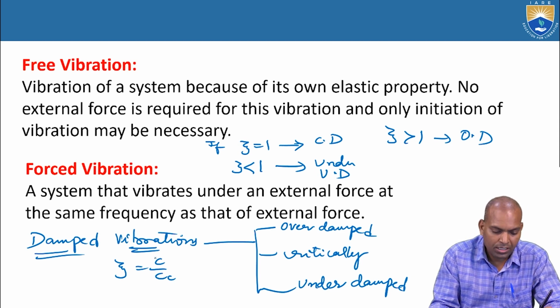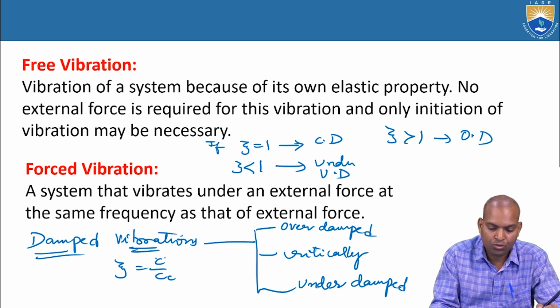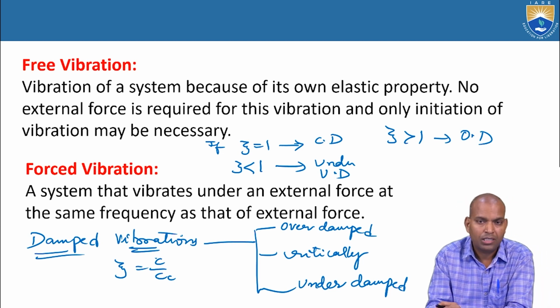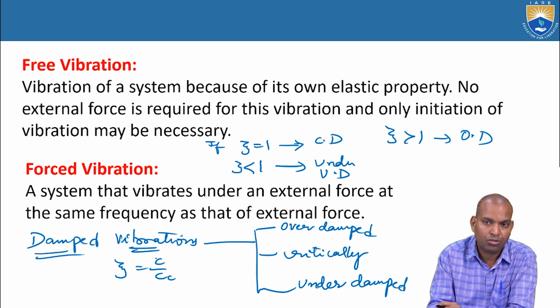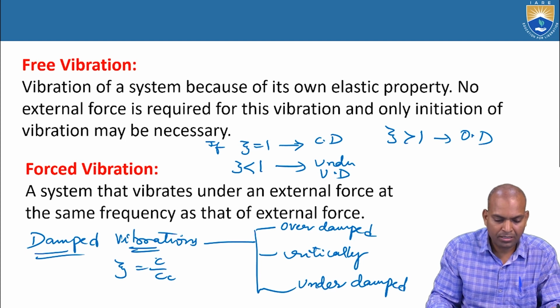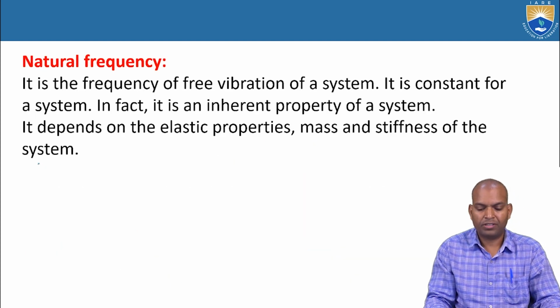So what is the C? This is the C for damping coefficient, whereas Cc is the critical damping coefficient. We can relate: if C equals Cc, then it is known as critically damped. If C is less than Cc, then it is underdamped. If C is greater than Cc, then it is overdamped. So these are the various types of damping conditions. We will see further. Now let us go for the natural frequency.